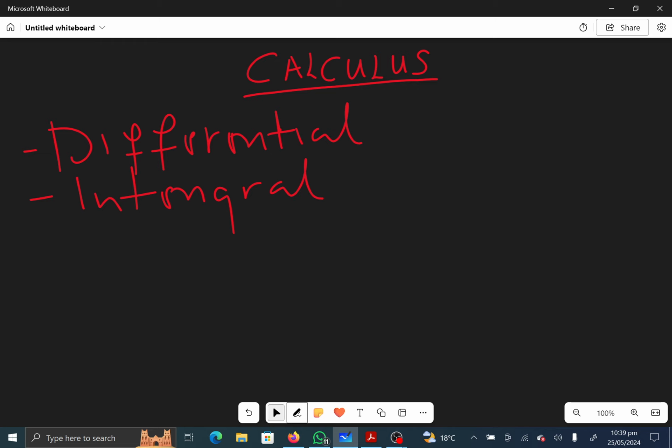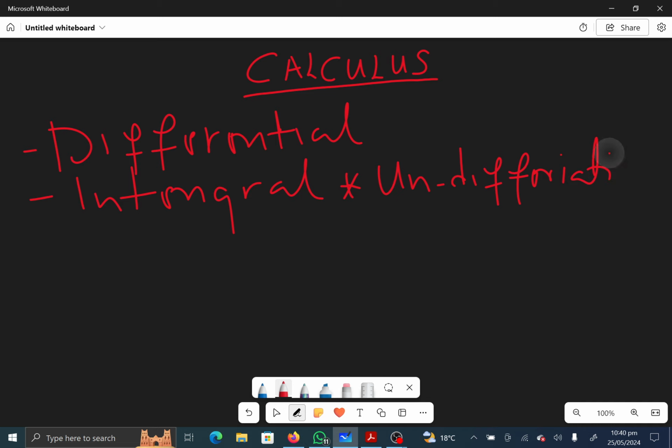But when it comes to integral, also known as anti-differentiation, this is when we're trying to get back to the original equation of differentiation. So we'll focus on the commonly used method of calculating or differentiating an equation.